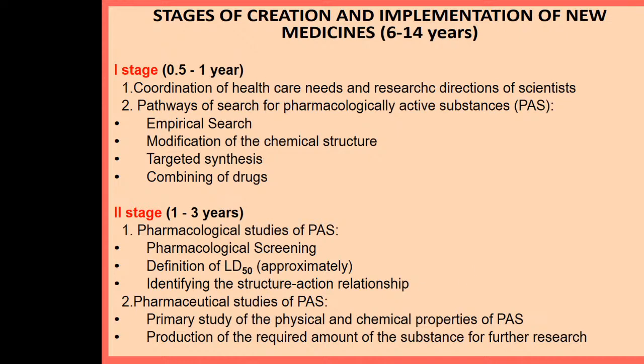So if the substance is interesting for further investigation, we should know, of course, its physical and chemical properties. So pharmaceutical studies include primary study of physical and chemical properties, and also it's necessary to have an essential amount of substance for further investigation. So, production of the required amount of the substance for further research.